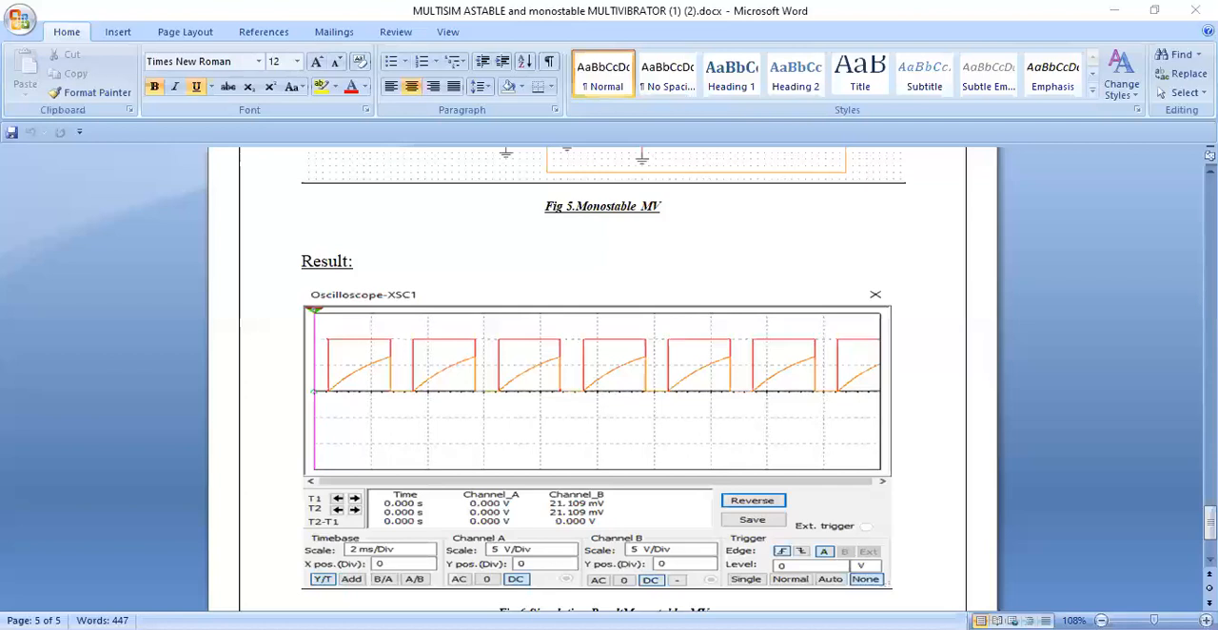Now we'll go with the next experiment, the monostable multivibrator. I'm going to change the name to monostable multivibrator. Now take a 555 timer. Then go to components, click on Mix it. In Mix it, select 555 virtual and take that component.